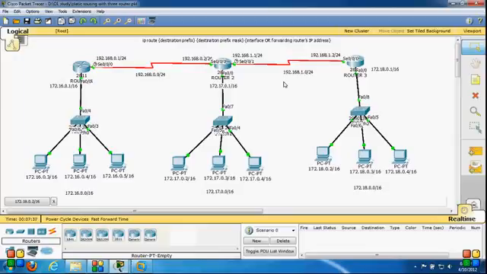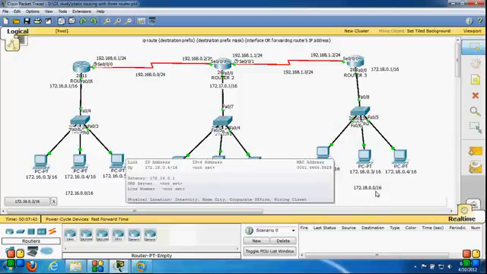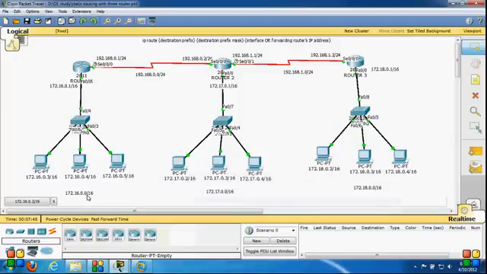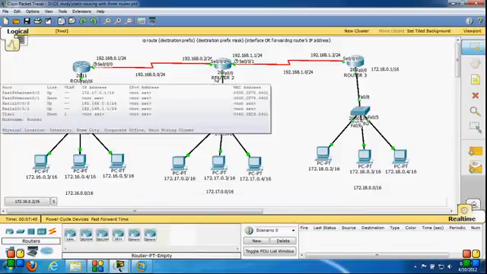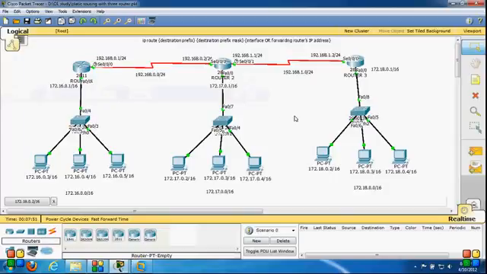But if router 2 wants to communicate with a different network other than directly connected, which is 172.18.0.0 and 172.16.0.0, I have to configure a static route on router 2, or I can also configure a routing protocol on router 2. But now we are going to configure static route. Let's start with the static routing.